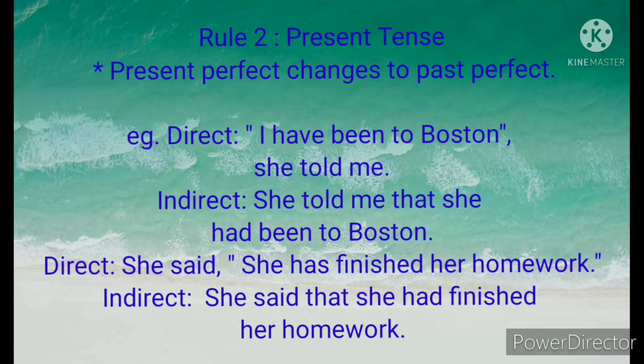And look at the second example, direct speech. She said she has finished her homework. Here, said is the reporting verb. It is past tense. And so, the reported verb has finished also should be changed into the past form. So, indirect speech is, she said that she had finished her homework. Has finished is present perfect and had finished is past perfect.